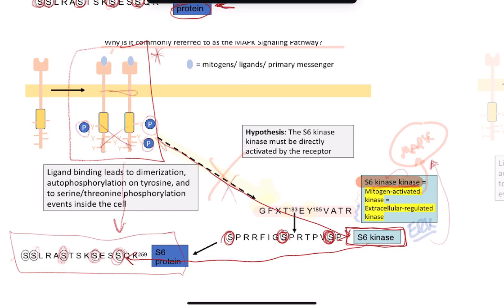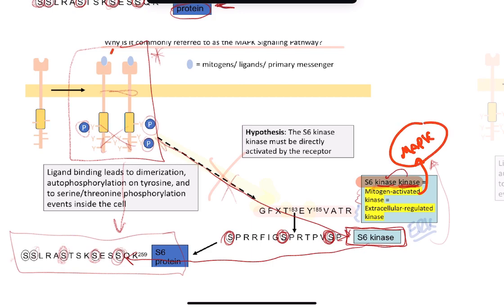Oh my God, there's a kinase for the S6 kinase. Yeah, there is. So this is a phosphorylating agent of a kinase. Excellent. And there were two labs doing research on this at the same time, and one lab identified it as what's called a mitogen activated protein kinase, aka MAPK.